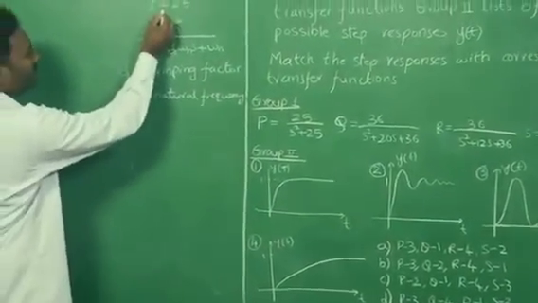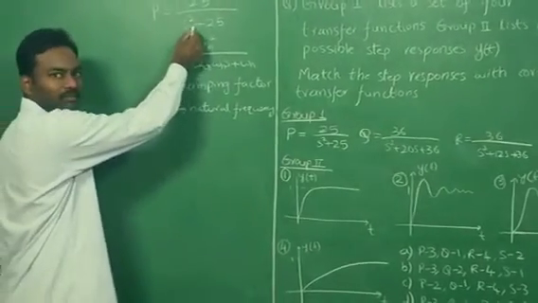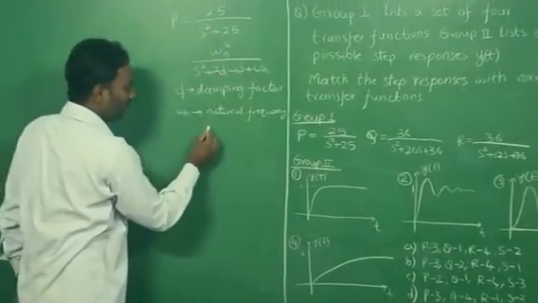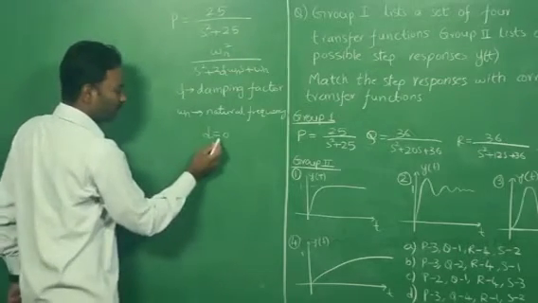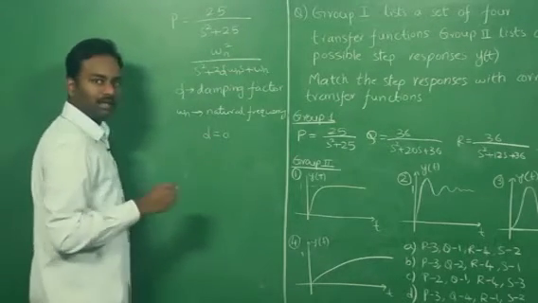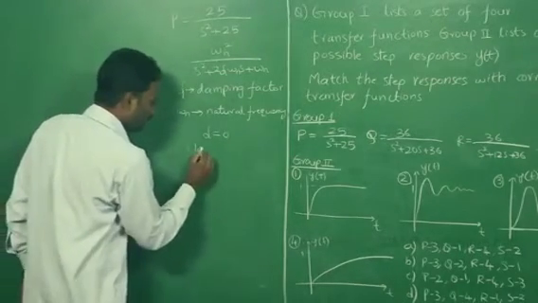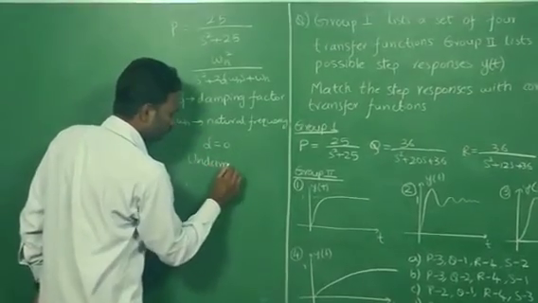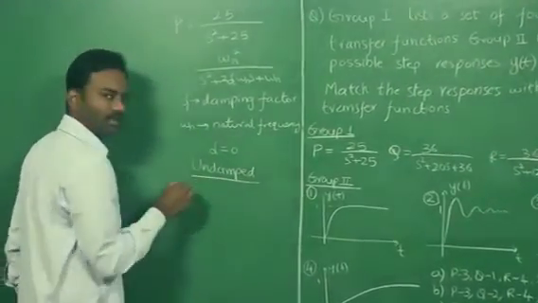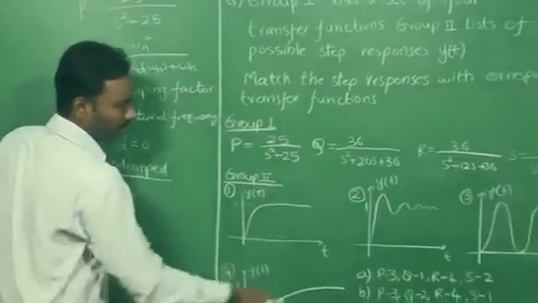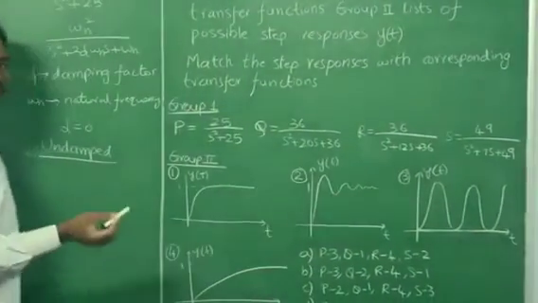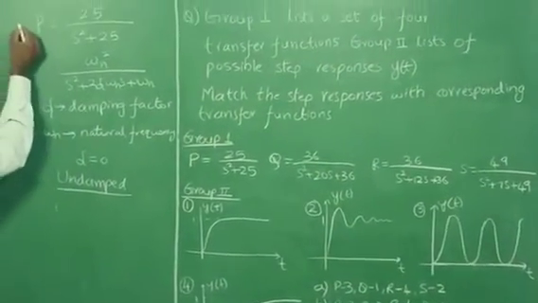For this function, we can see that there is no s term in the denominator. So, zeta will be 0 for P, which implies that when zeta is 0, the step response will be undamped. Undamped output of these 4 options will be option 3. So we can match P with 3.